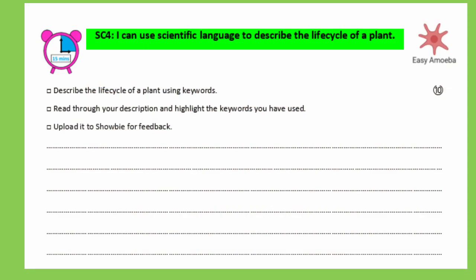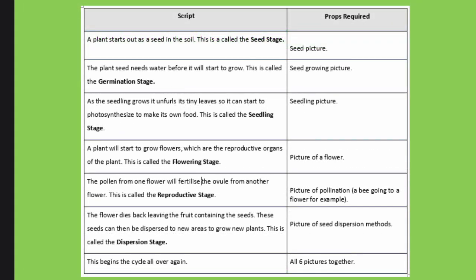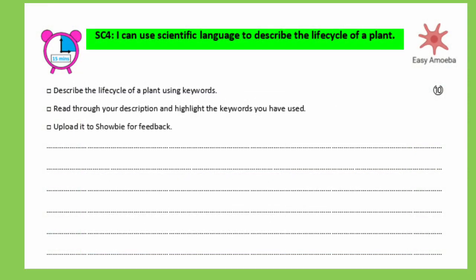Moving on to SC4, I can use scientific language to describe the life cycle of a plant. What I would recommend is that this is basically asking us to utilise what we've just learned through making our video. So I'd recommend using the script to help you. You don't want to be writing as much as is in the script, so you will want to work on shortening it down. I'd really recommend using bullet points and make sure you follow the full set of instructions because it talks about highlighting keywords.